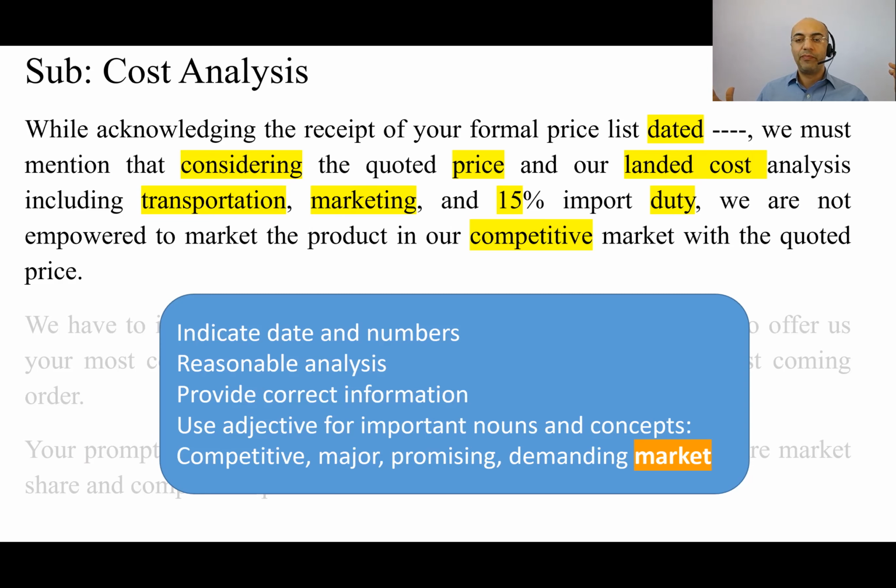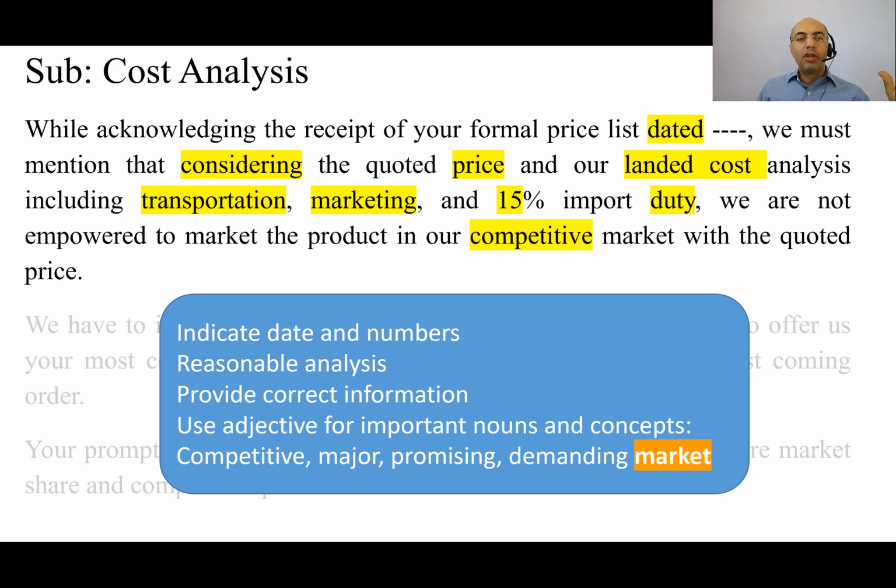I always suggest that you use some adjectives with your main nouns. Market is a critical noun. So I add competitive market. You might say major market, promising market, demanding market. It depends on the situation, on the type of market. But here we have competitive market.